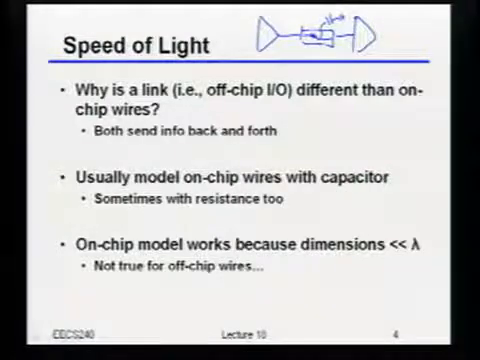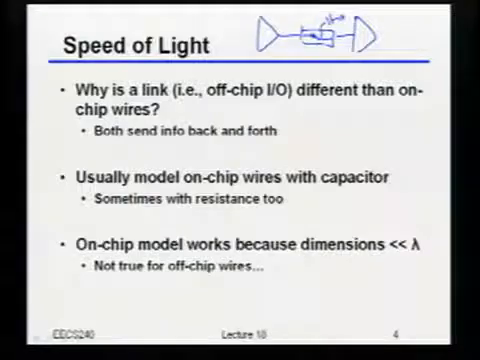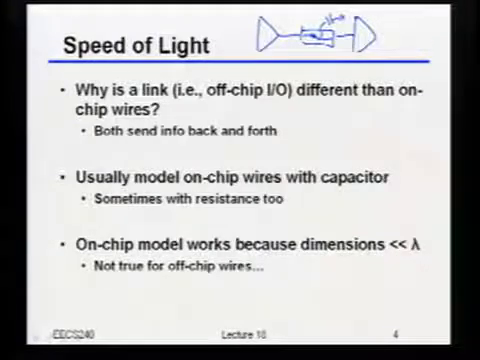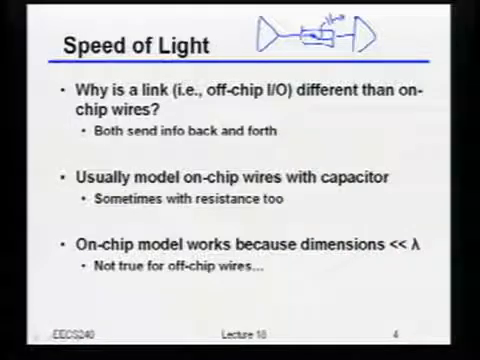But the real question is, why is it that when we talk about chip-to-chip links, we have to do something much different or more sophisticated than what we've thought about for our on-chip wires? Well, the answer is that, unfortunately, the model we usually draw for our on-chip wires is just not physically correct once we get to the off-chip wires, okay?